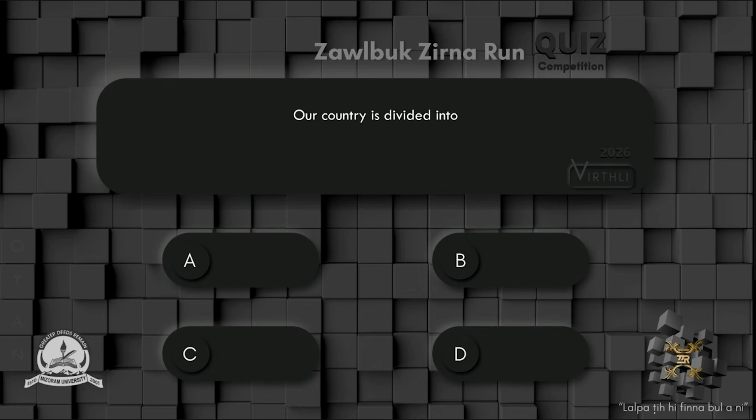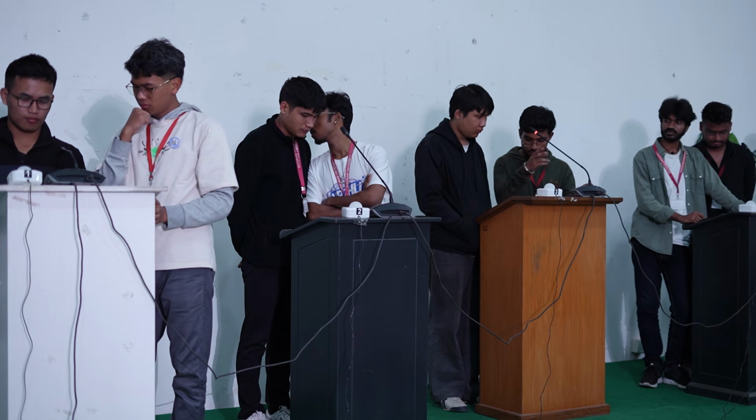Table 3. This is your fourth question. Our country is divided into A. 500 constituencies, B. 543 constituencies, C. 550 constituencies, and D. 552 constituencies. And your time starts now.